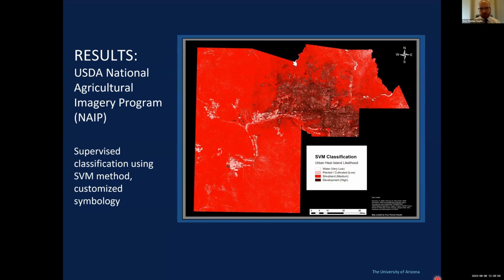And then I took my classification of the ortho imagery and did a custom symbology, basically just to highlight the areas that are developed or not developed. So basically what I did was I applied this color ramp to those areas, with the lightest areas having the least amount of development or the least likelihood to develop urban heat island effect, and then the darker areas in darker red to show a higher likelihood of developing urban heat islands.